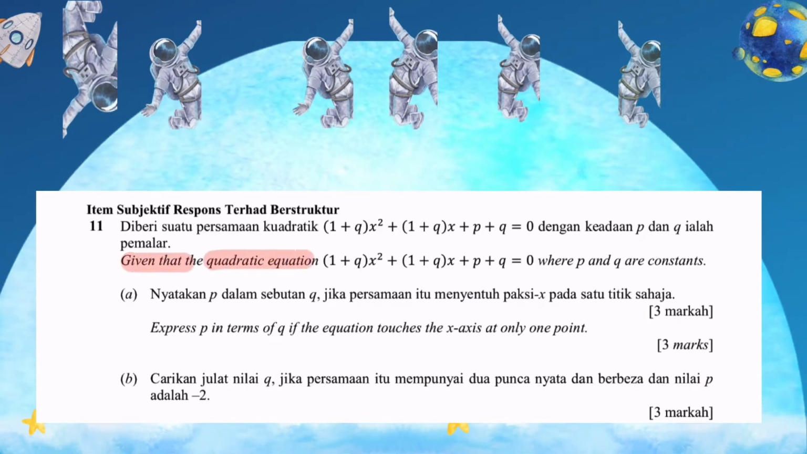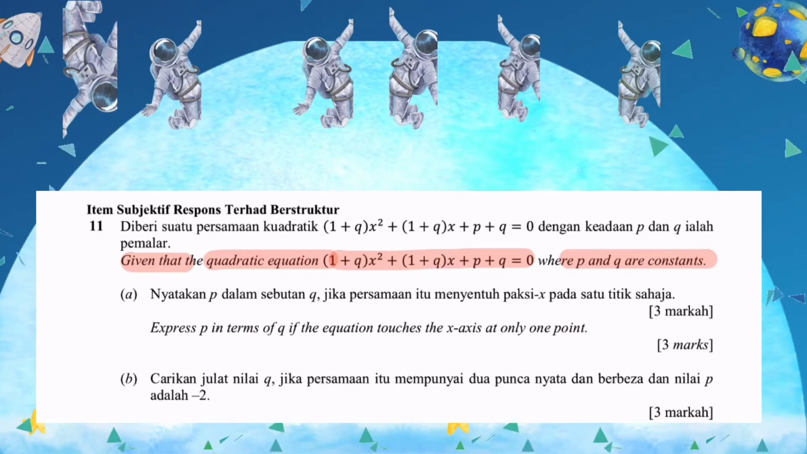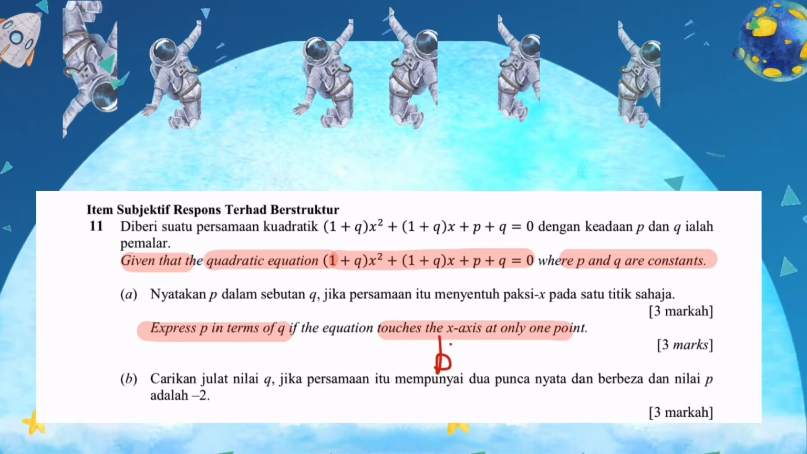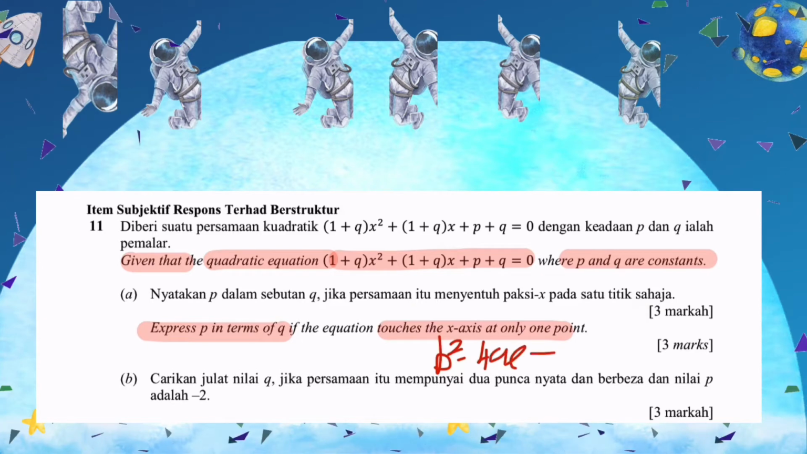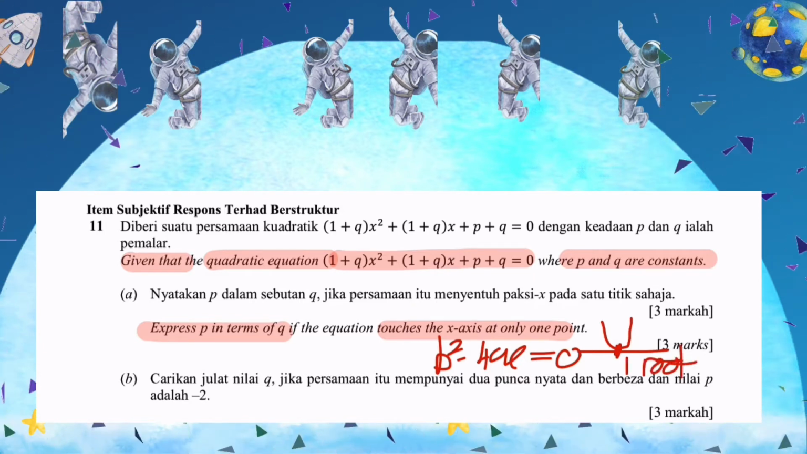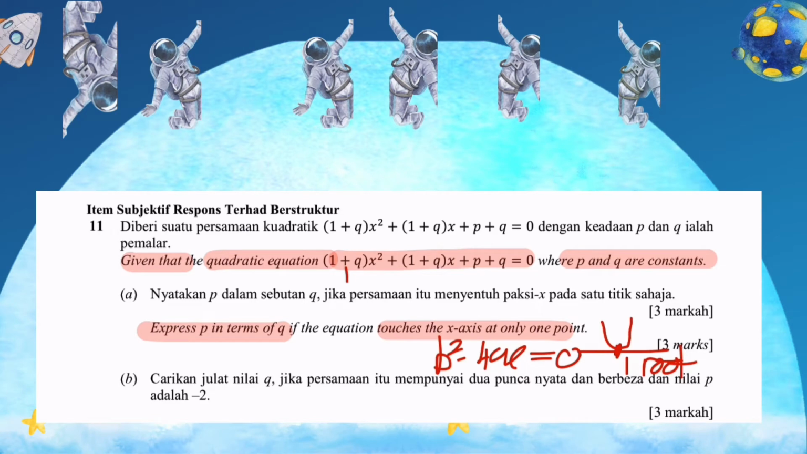Question 11. Given that the quadratic equation (1 plus q)x squared plus (1 plus q)x plus p plus q equals 0, where p and q are constants, express p in terms of q if the equation touches the x-axis at only one point. Since it touches at only one point, it means one root, so it is an equal root. So b squared minus 4ac must be equal to 0.